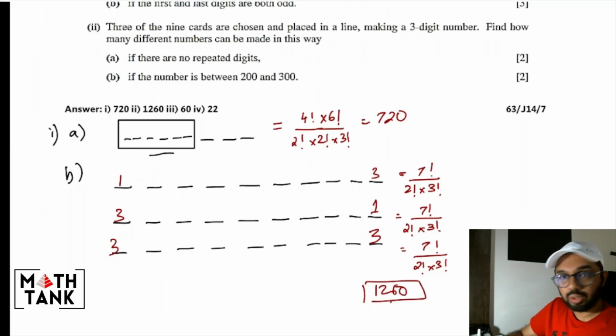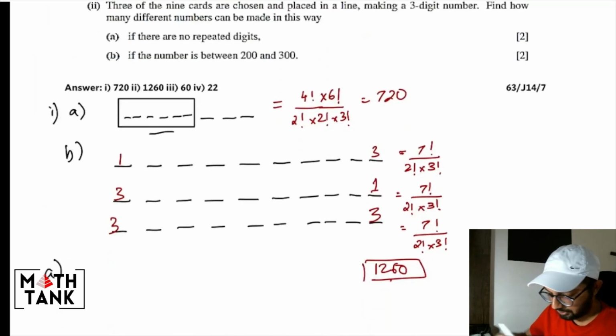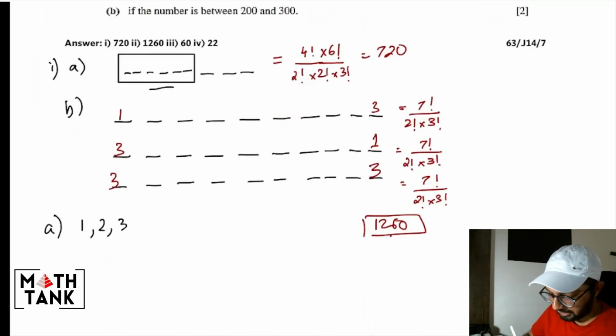Okay, moving on. When we have part 2, it says 3 of the 9 digits are chosen and placed in a line, making a 3-digit number. Find how many different numbers can be made in this way if there are no repeated digits. So that seems fairly simple. So I don't count the 2's twice, I don't count the 6's twice, I don't count the 3's twice. So I just have 1, 2, 3, 4 and 6 to choose from.